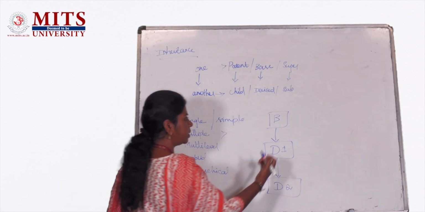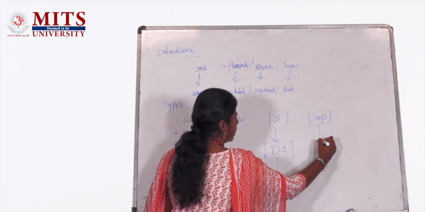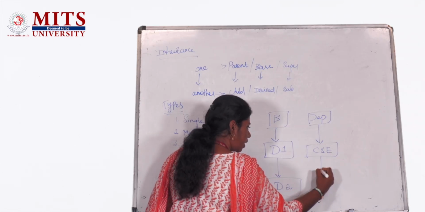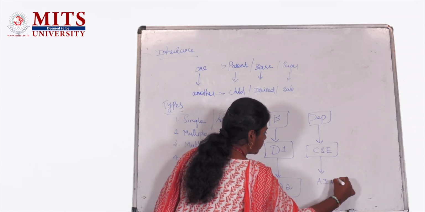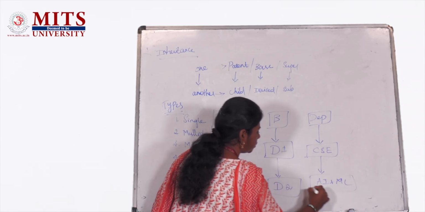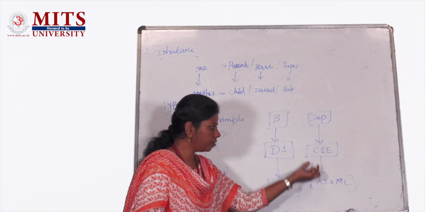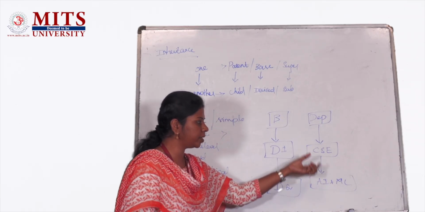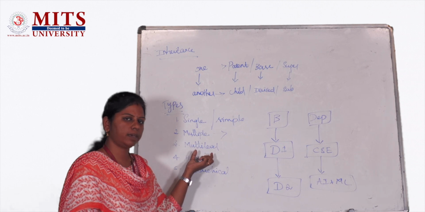For example, just consider the base class is Department, then just consider CSE. Again, from CSE we should have the AI and ML department also. So the process of deriving a subclass from a subclass. The AI and ML department is derived from the CSE department. So that should be called multi-level inheritance.